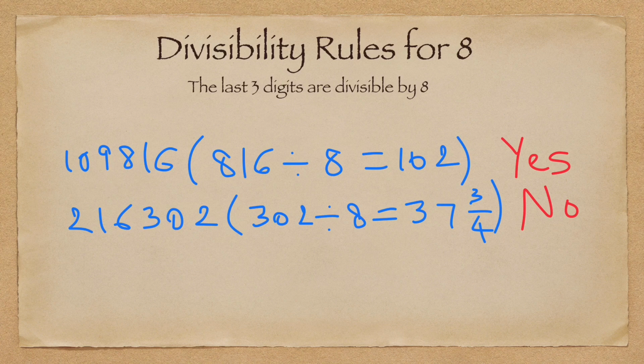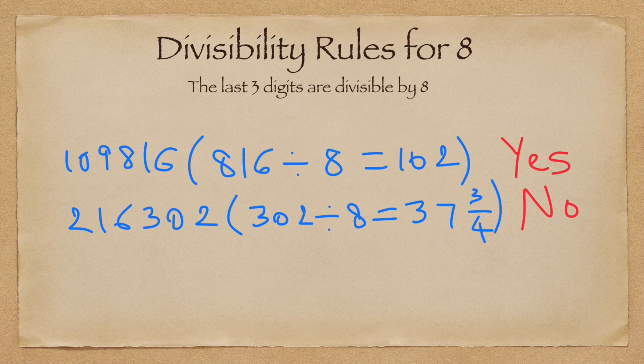Divisibility rule for 8. The last 3 digits are divisible by 8. 109816. Let's check whether this big number is divisible by 8 or not. How? Take the last 3 digits, 816, and check whether it is divisible by 8. Yes, it divides exactly and gives the quotient 102, that is a whole number. So the number 109816 is divisible by 8.